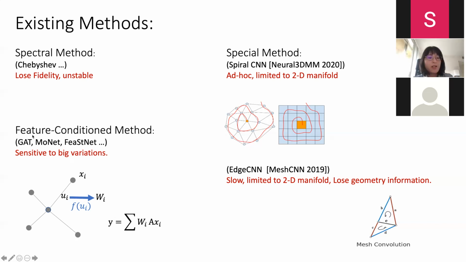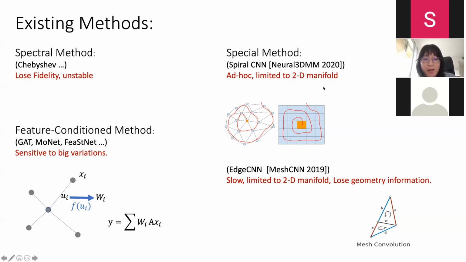And there is also a bigger group of works that use feature conditioned methods, like GAT, MoNet, FeastNet. In conclusion, these methods try to predict the weight of each edge through the feature on each edge. However, this type of method is sensitive to big variations, and some of them are even isotropic operations, so they cannot be used to reconstruct the geometry. However, they might be able to reconstruct some static local features such as the segmentation or the color.